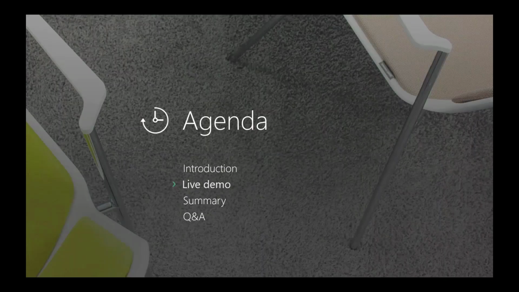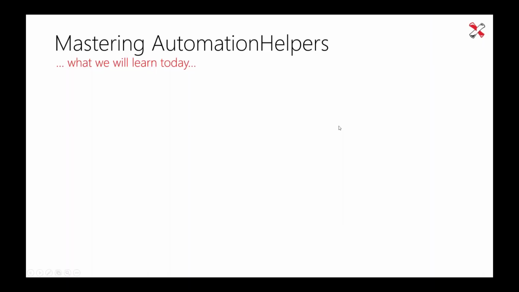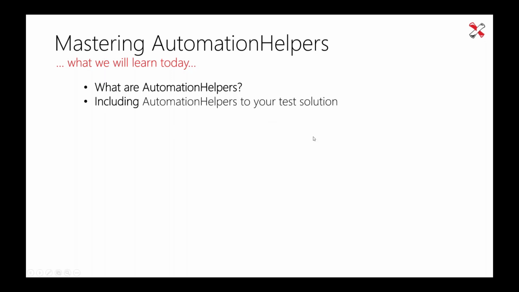We have an interesting but very extensive program for today, and I would like to start by telling you what we will learn today. First of all, I would like to tell you in very few words what the Ranorex Automation Helpers are. I will show you how to include them into your test solution, and finally how to update the automation helpers regularly and where to find useful resources in our user guide.